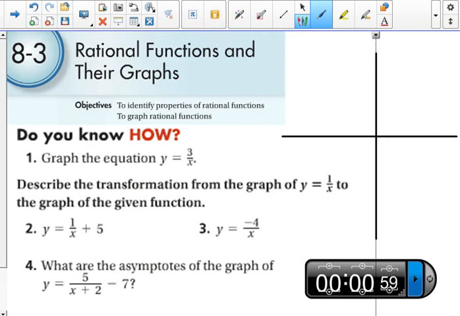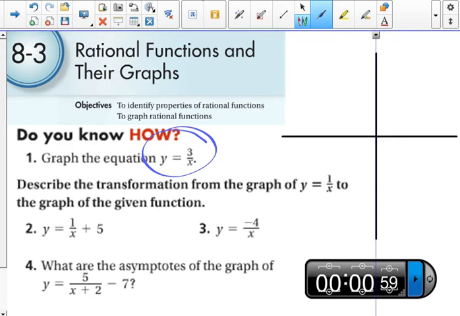Okay, so on 8.3 we're going to talk about rational functions and their graphs. And I've asked you to look at the bell work and work the bell work. You've been working on this. I asked you to graph these equations and to describe transformations and describe the asymptotes. I'm not going to go through all these because we've lost so much time already.